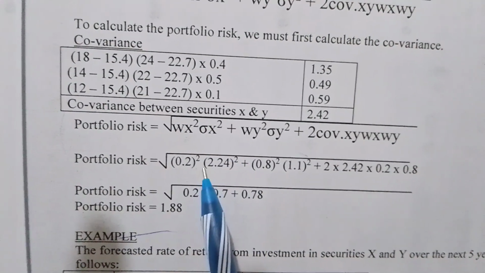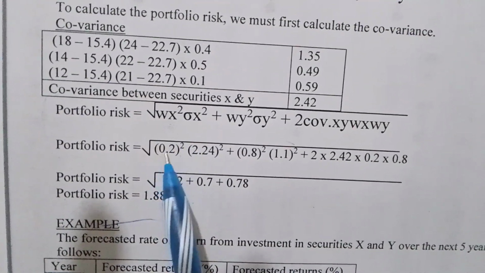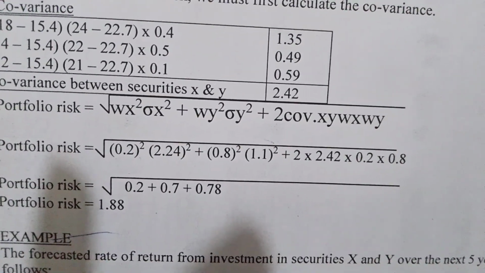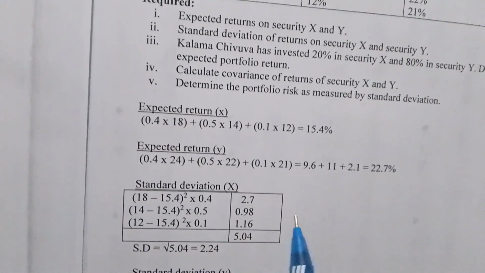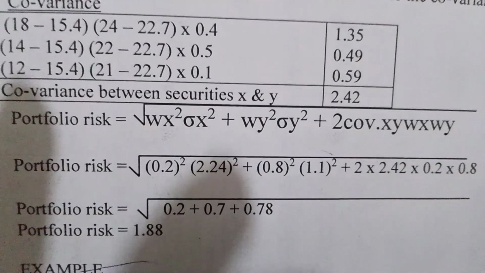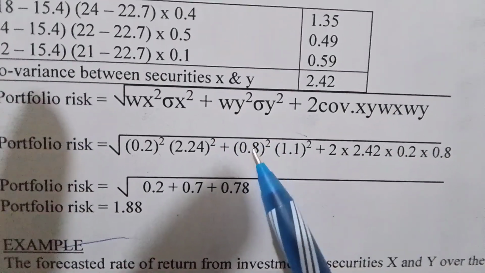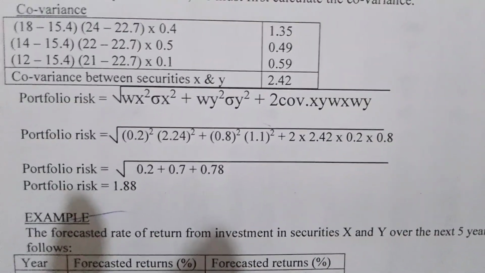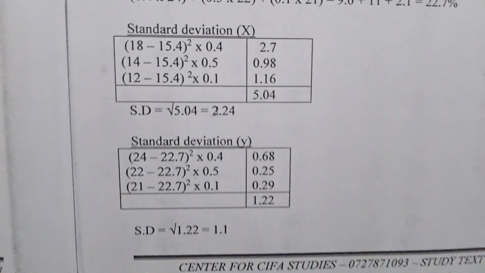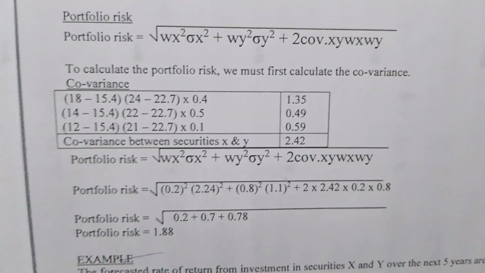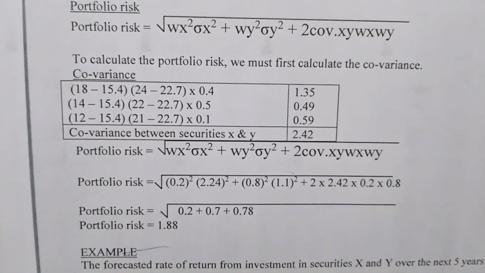So we had to get portfolio risk, the weight of X, 20% squared, multiplied by the standard deviation of X, we got 2.24. 2.24 is the standard deviation of X, squared. Then you plus the weight of Y, they had invested 80% in Y, squared. Then you multiply by the standard deviation of Y squared, and the standard deviation of Y, we had gotten 11. Then we plus 2, because there are 2.